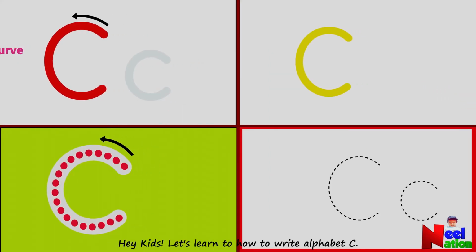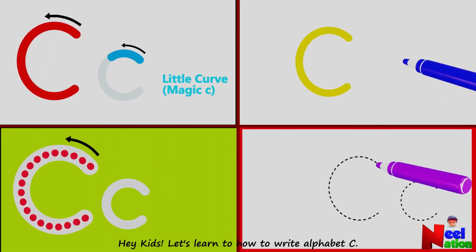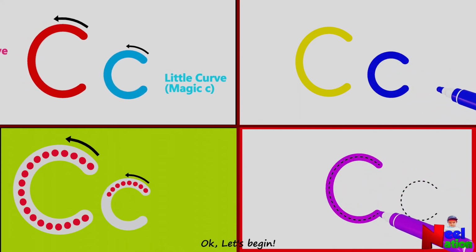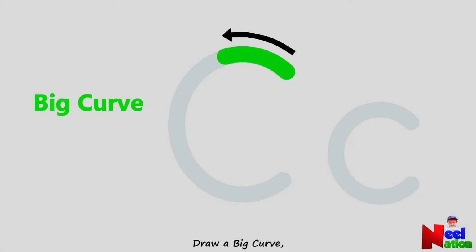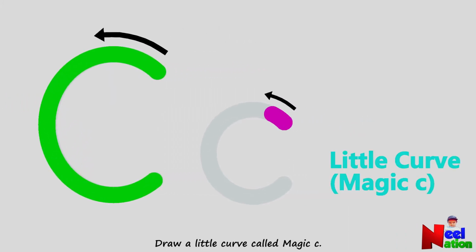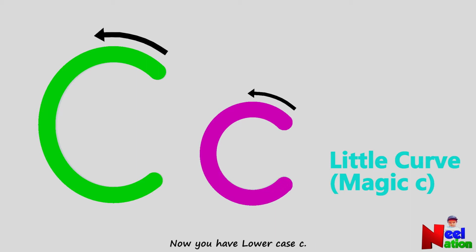Hey kids, let's learn to write alphabet C. Okay, let's begin. Draw a big curve. Now you have uppercase C. Okay, draw a little curve called magic C. Now you have lowercase c.